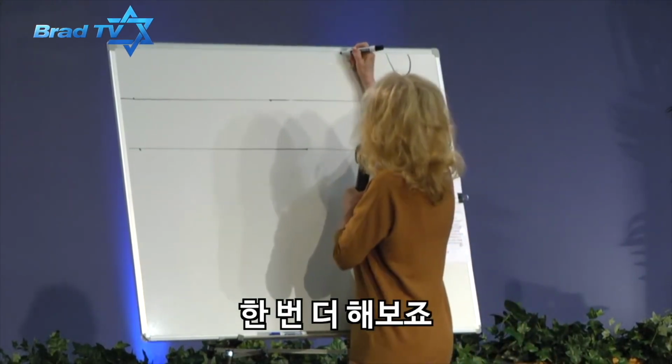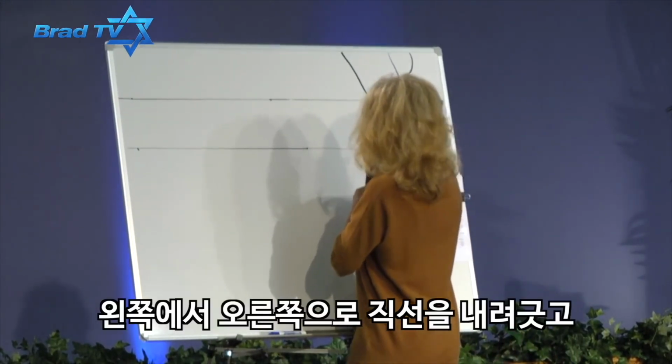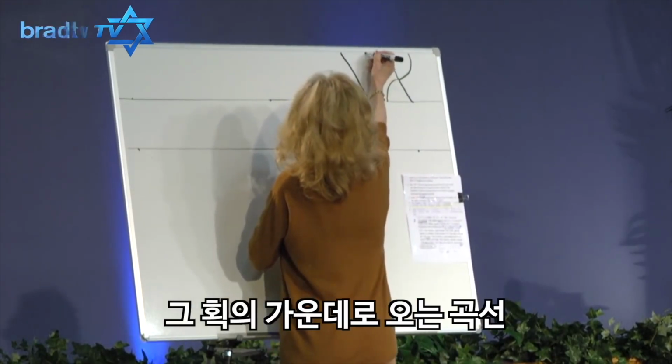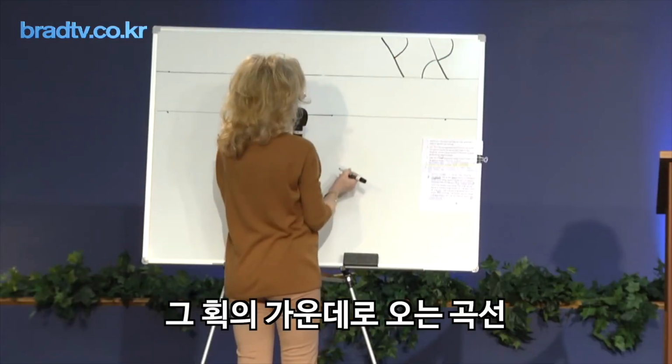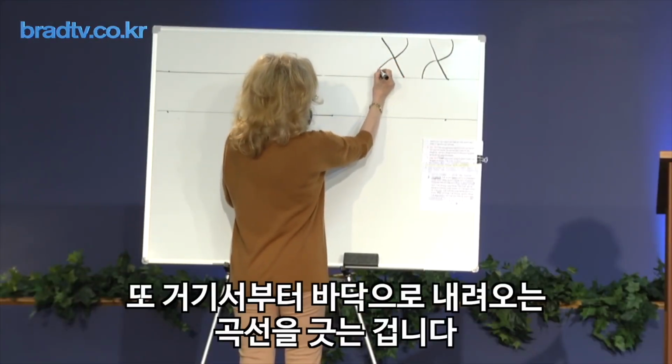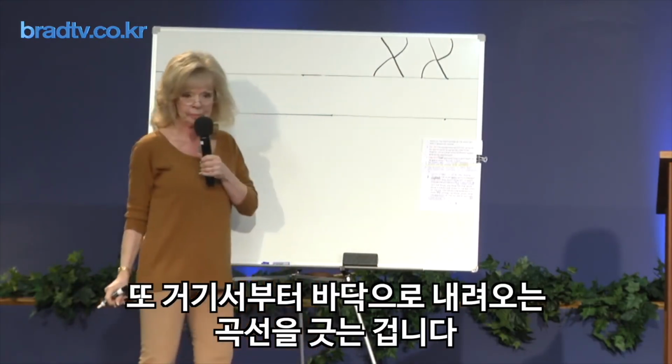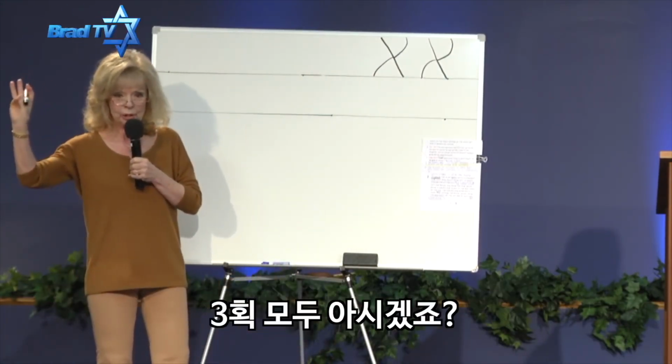We're going to have this straight line that goes from left to right, and then we're going to have the curved line that comes down to the middle, and from the middle, the other curved line that goes down to the line. Got those three strokes?